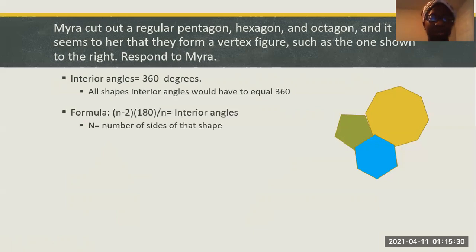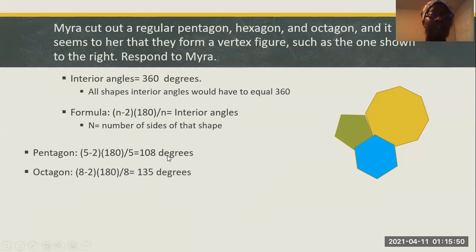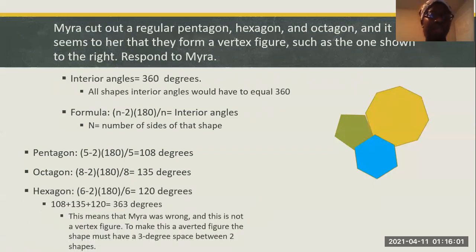Now, the formula is (n minus 2) times 180 divided by n, where n is the number of sides. So let's move this up here. The pentagon has 5 sides, so we'll plug in a 5 for n. So (5 minus 2) times 180 divided by 5 equals 180 degrees. Then we have an octagon, which has 8 sides. So (8 minus 2) times 180 divided by 8 equals 135 degrees. And then we have a hexagon: (6 minus 2) times 180 divided by 6 equals 260. We'll add them all together and get 363.